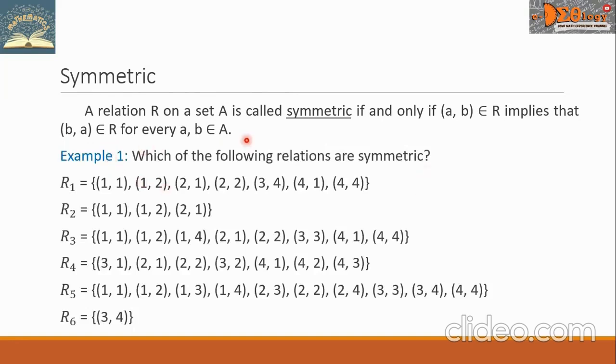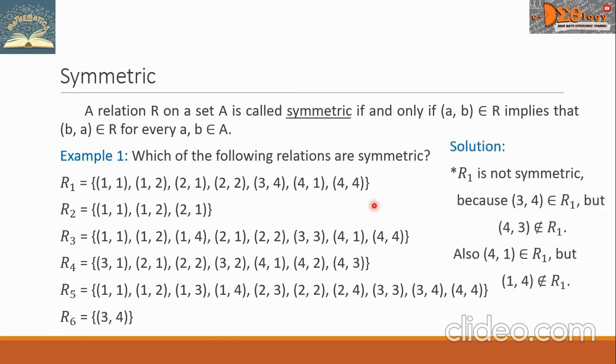Example 1. Which of the following relations are symmetric? These are the same relations that we had a while ago. So we say that relation 1 is not symmetric because (3, 4) is an element of R1, but (4, 3) is not an element of R1. Also, (4, 1) is an element of R1, but (1, 4) is not an element of R1. Again, we say that R1 is not symmetric.